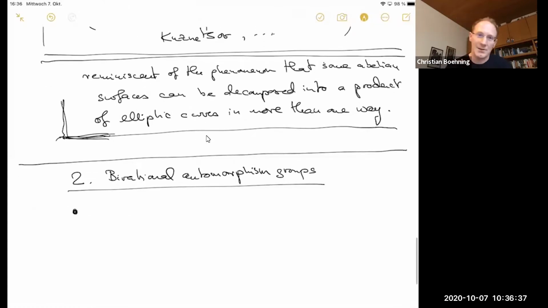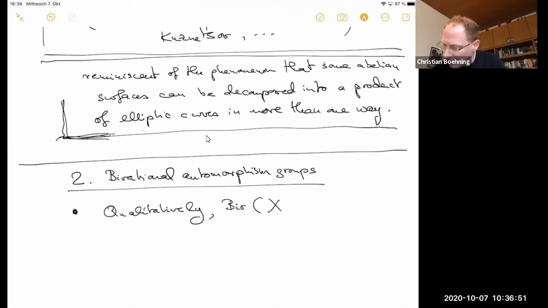First thing I want to point out is that qualitatively, as opposed to quantitatively, the birational automorphism group of a very general n-dimensional cubic seems to be, let me say first very imprecisely, and then I'll make it a little more precise, very large, and in many respects similar to the n-dimensional Cremona group.